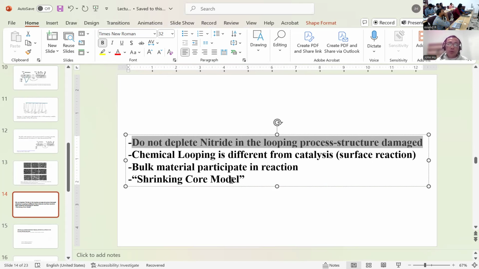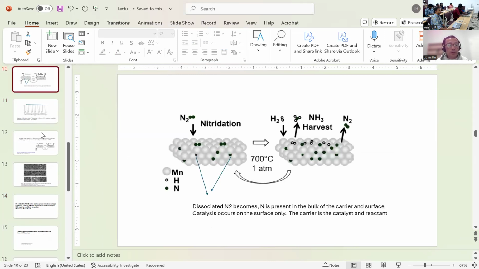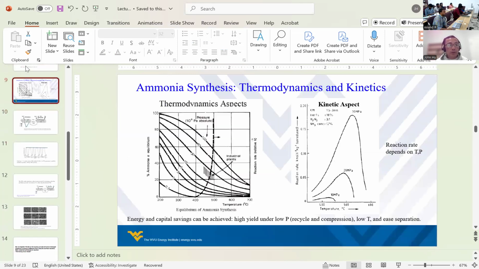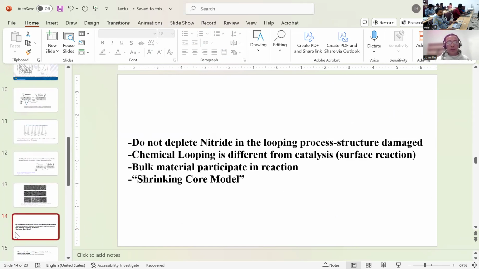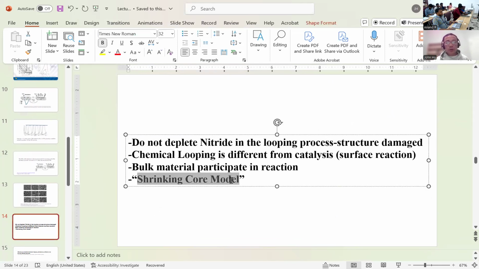So there's a shrinking core model, which I'm going to talk about today. What is a shrinking core model? In the paper I sent to you yesterday, this paper, from Chemical Engineering Technology, they also mention the shrinking core model. That's what we need to talk about today. It's very popular in chemical looping.